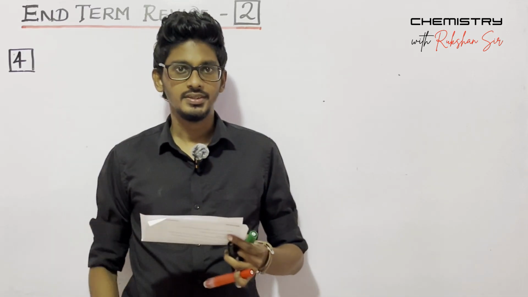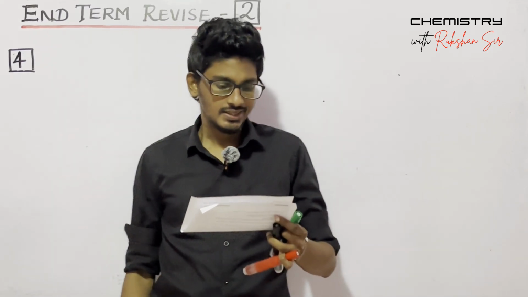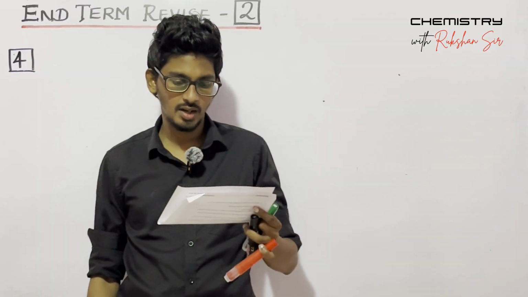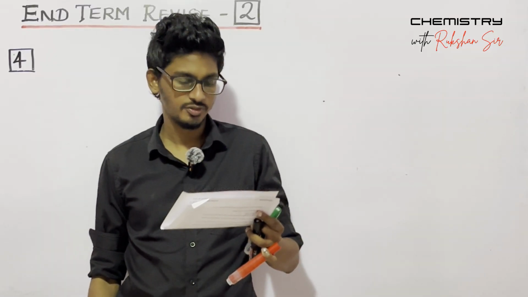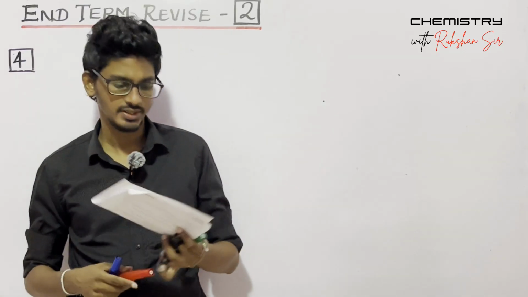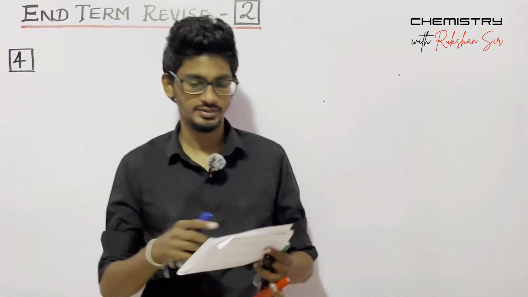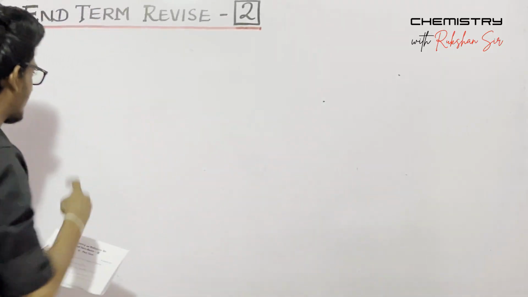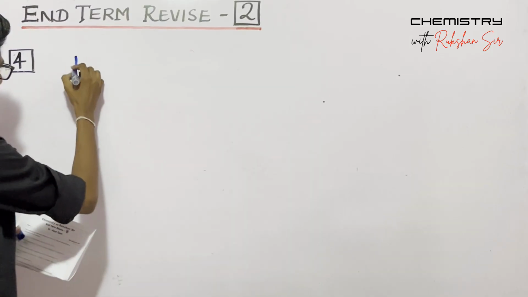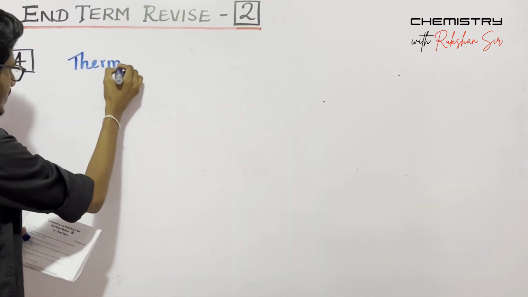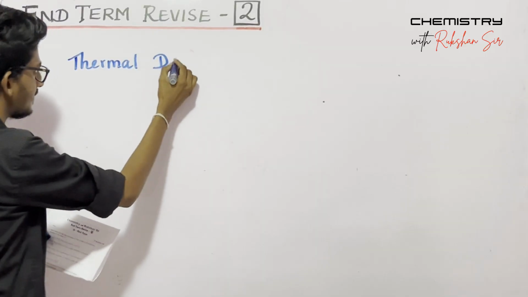Let's discuss statement number 4. The thermal decomposition temperature of magnesium carbonate is greater than that of aluminium carbonate. Let's see if this is true or false. This is about thermal decomposition temperatures.